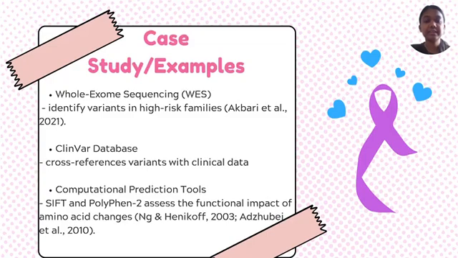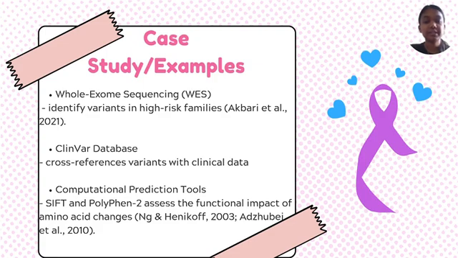Next would be the case studies and examples of databases and tools used for gene analysis in breast cancer. The first one would be whole exome sequencing, which is WES. WES has been used to identify variants in high-risk families. This has been used in a study by Akbari in 2021.